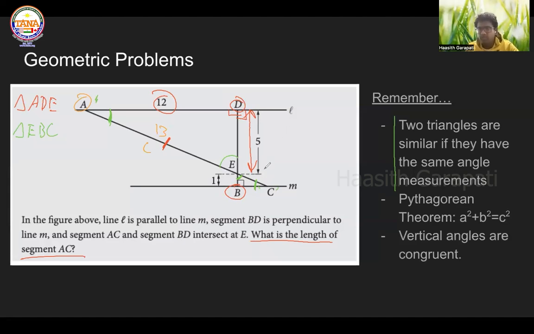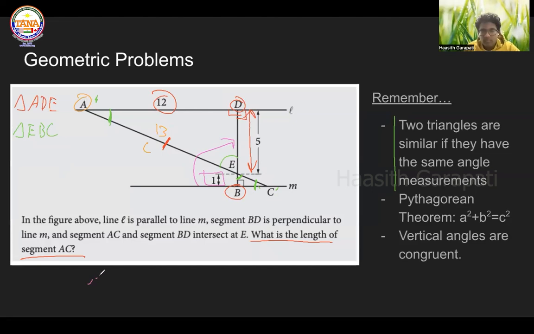But how do we know how proportionally smaller EBC is? Well, look over here. They give us the height of segment EB, which is 1, and EB corresponds to DE. DE is 5 units, whereas EB is 1 unit. So DE is 5 times greater than 1. So triangle ADE is 5 times greater than EBC. We can apply that to the lengths as well. We can create a small proportion, actually, where, let's see.